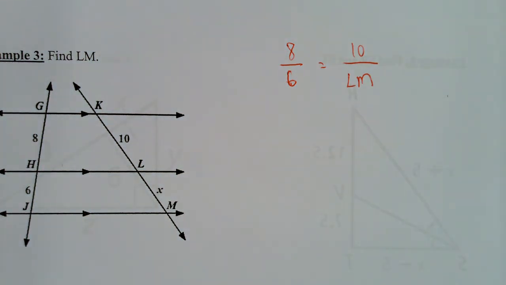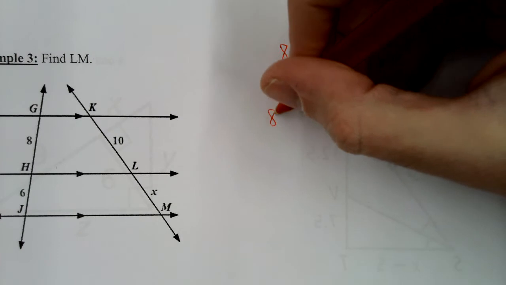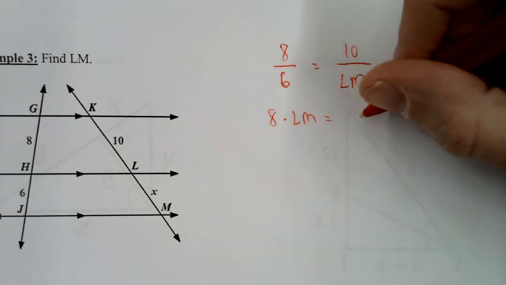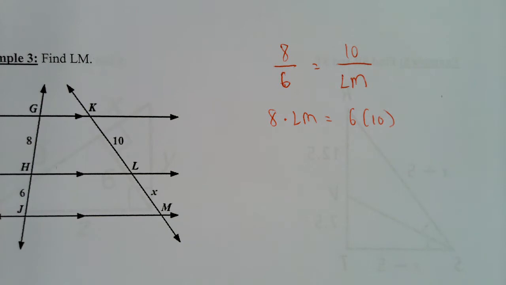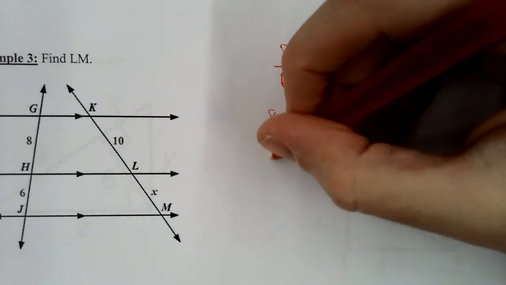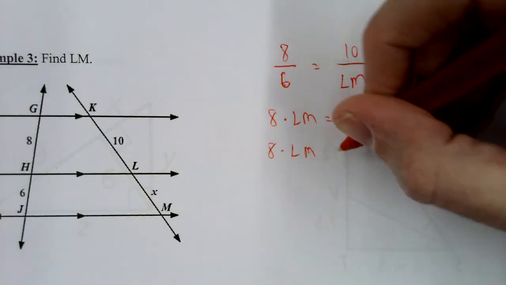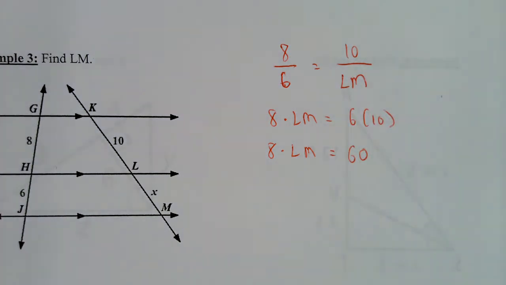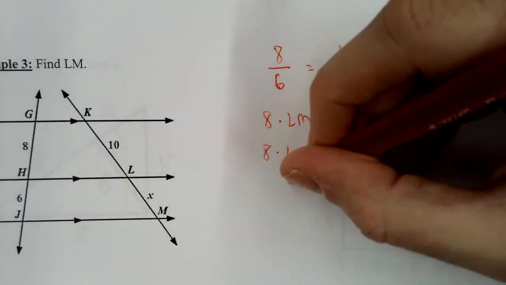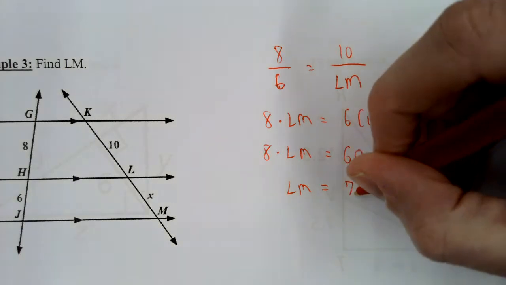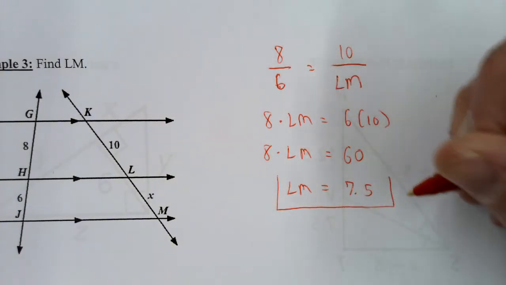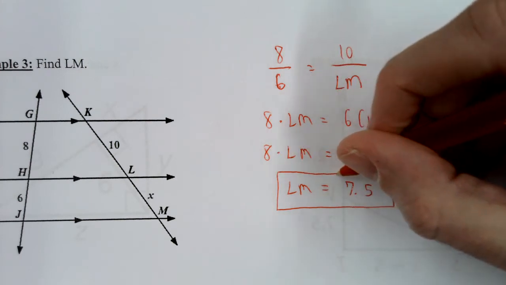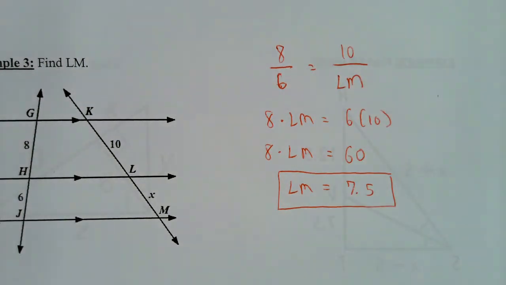Cross multiply. 8 times LM equals 6 times 10. So 8 times LM equals 60. Divided by 8. 60 divided by 8. LM equals 7.5.